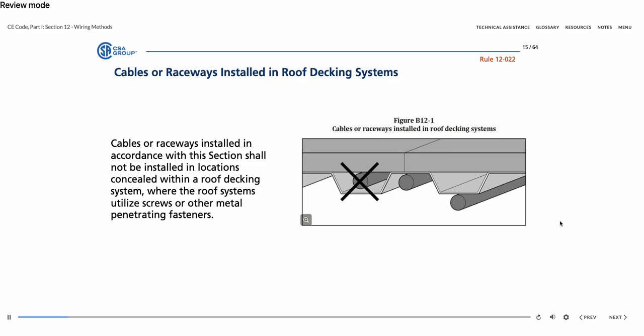Cables or raceways installed in accordance with this section shall not be installed in locations concealed within a roof decking system, where the roof systems utilize screws or other metal penetrating fasteners. This rule was developed to prevent screws and fasteners from penetrating cables and conduits located within a roof decking system.